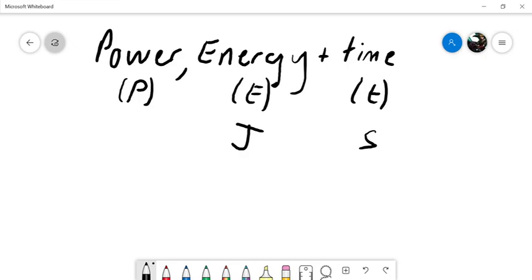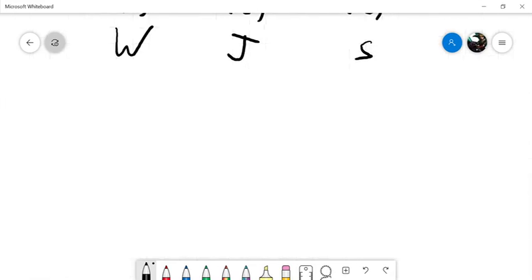Now we may or may not know already that the units of power are watts, with a capital W just like J is a capital J, because they're both named after somebody. Watts are named after James Watt, and joules are named after somebody named Joule, whose first name I can never remember. Now, what is the relationship between these things? This is an important thing that we need to understand, and here we go.